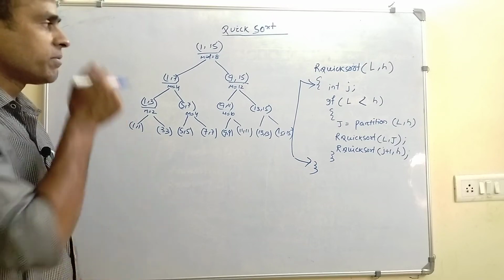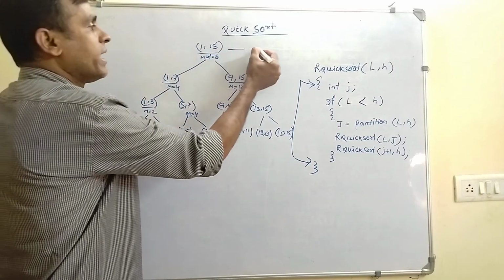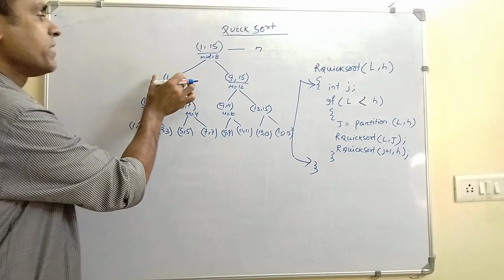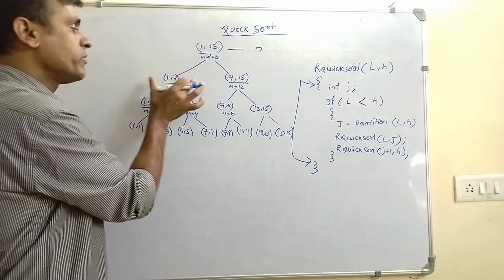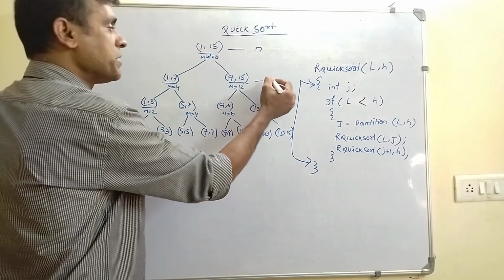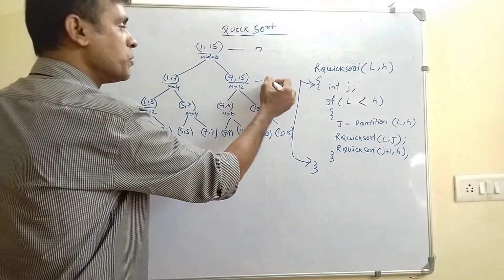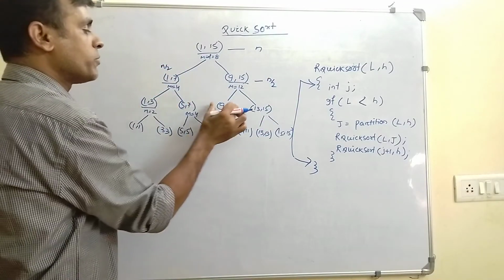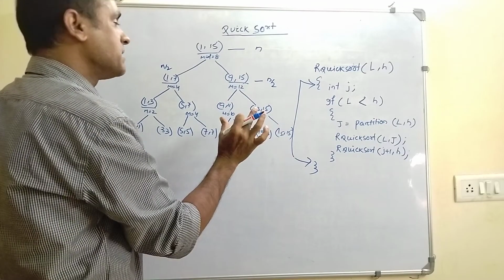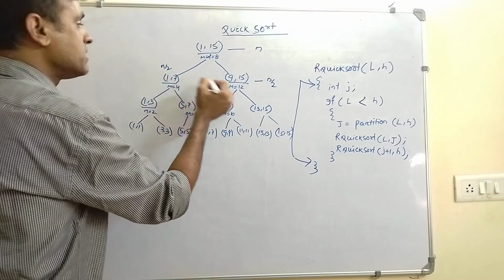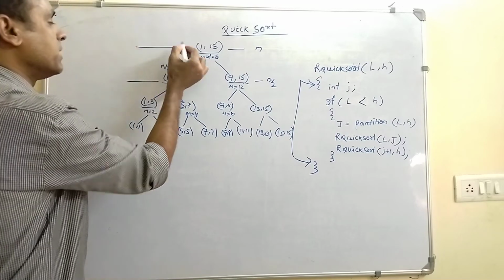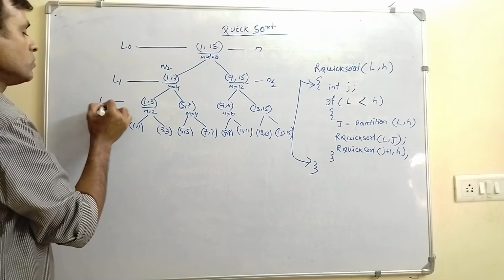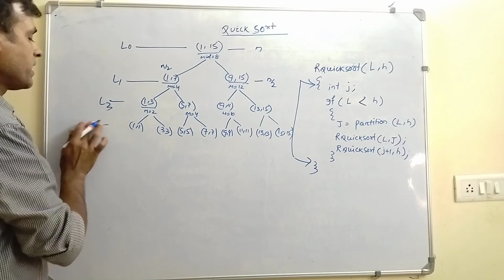The first time, we do n comparisons. After that we have divided into n by 2 and n by 2, which combined is n. Then n by 4, n by 4, n by 4, n by 4, again total n, and so on. This is the tree level; it is a binary tree, with level 0, level 1, level 2, and the last level where we get each single element.